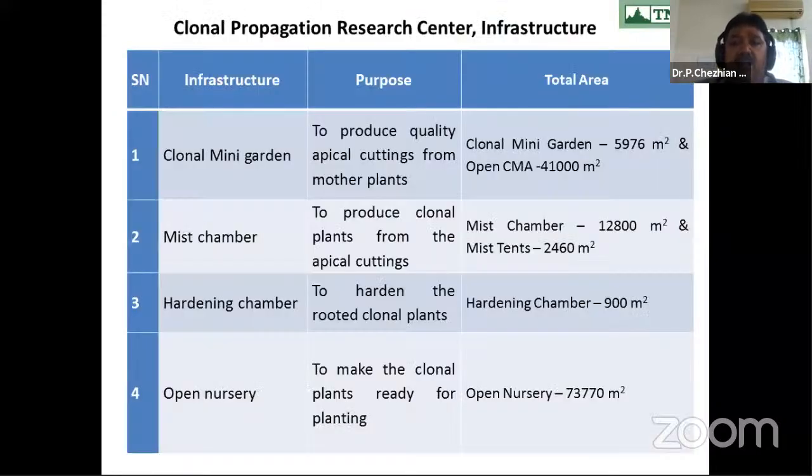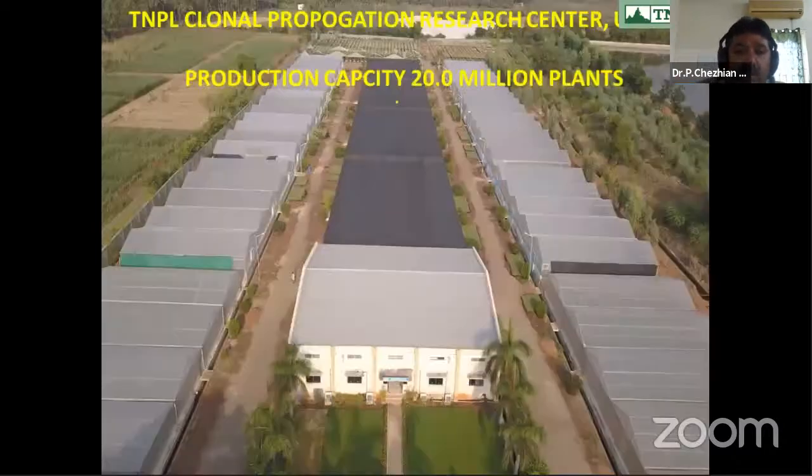And these are the facilities we have. Clonal mini gardens, 5,900 square meters, and open CMA, 41,000 square meters. Automatic mist chambers, 13,000 square meters, and hardening chambers and open nursery, around 70,000 square meters.